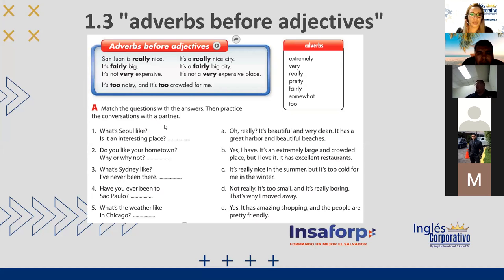Match the questions with the answers and then we're going to practice these short conversations with a partner. Let's see, number one, it says, what's so like? Is it an interesting place? How would you answer that one? With A, B, C, D, or E? I think so, letter B. D. Okay, I heard letter C. Very good. What's so like? Is it an interesting place? It's really nice in the summer, but it's too cold for me in the winter. So number one, letter C.